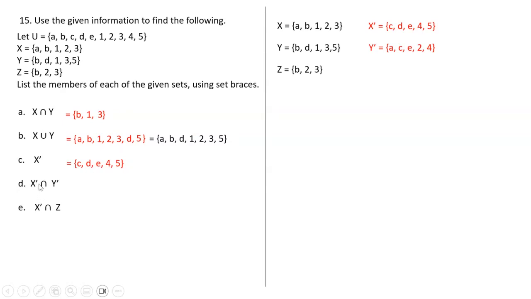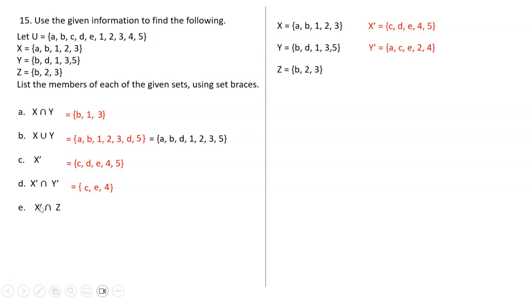Now they're using the X complement and Y complement, right? This means what they have in common, or intersection. So let's go over here on the right side. Do they have in common a C? Yes. How about a D? Not a D. How about an E? Yes, they have in common an E. How about a 4? Yes, they have in common a 4. A 5? No. So that's my solution: C, E, 4.